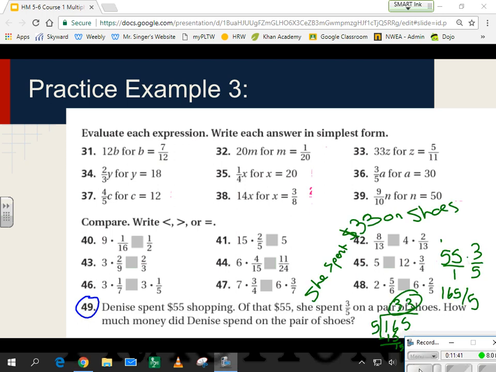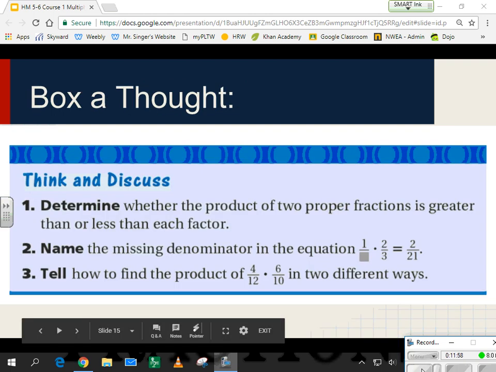I know my work is all over the place, but what you should have seen is that you have to multiply 55 times 3/5. You end up with 165 fifths, and 5 goes into 165 33 times. So she ended up spending $33 on that pair of shoes. Hopefully I got that right.